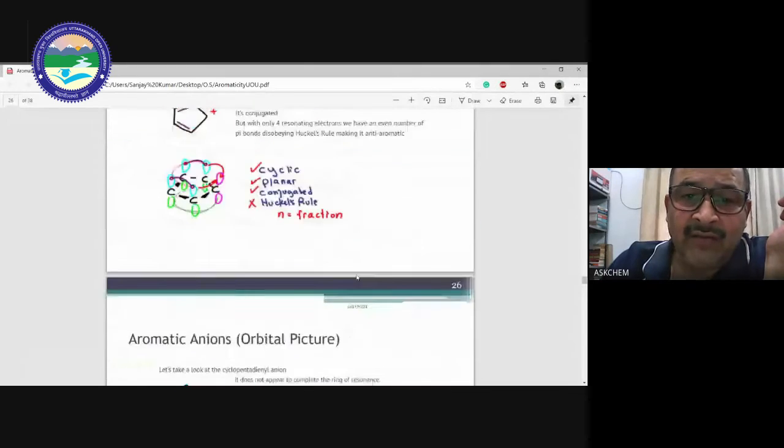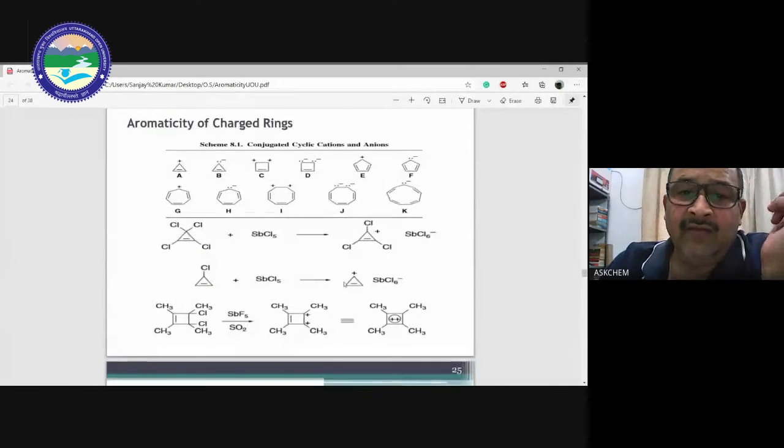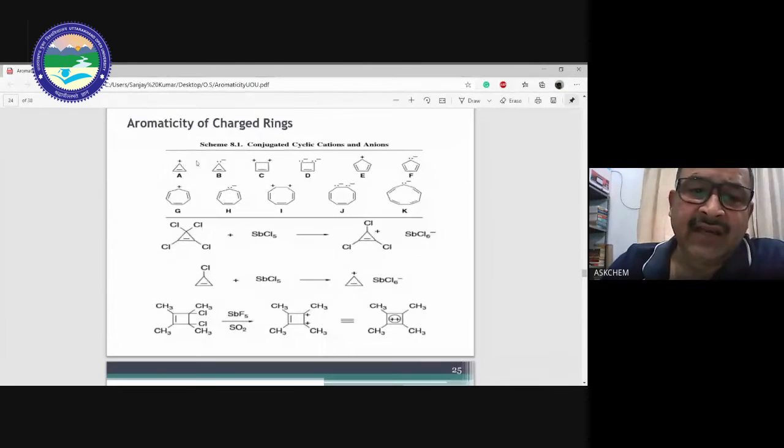Now back to this slide. Now here we have to just look into the fact that out of these two, A and B, the cyclopropene cation satisfies Huckel's number. All are conjugated. These all molecules are conjugated. It satisfies Huckel's number for n equal to 0, that is, gives rise to 2 electrons. But in the case of B, it has 4 electrons. So it's a non-Huckel number system, so it's anti-aromatic or non-aromatic.